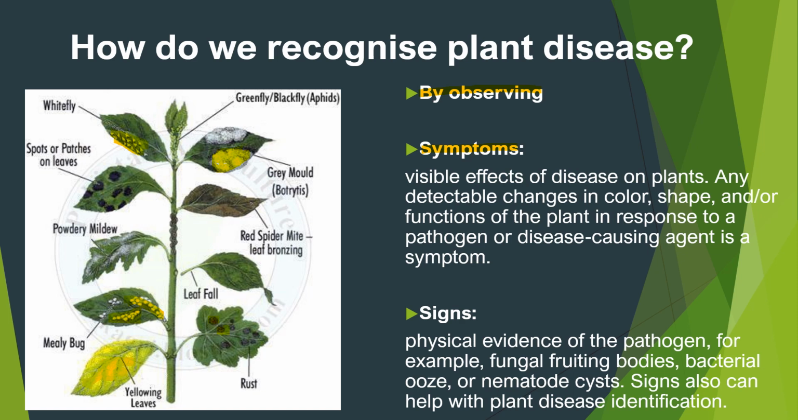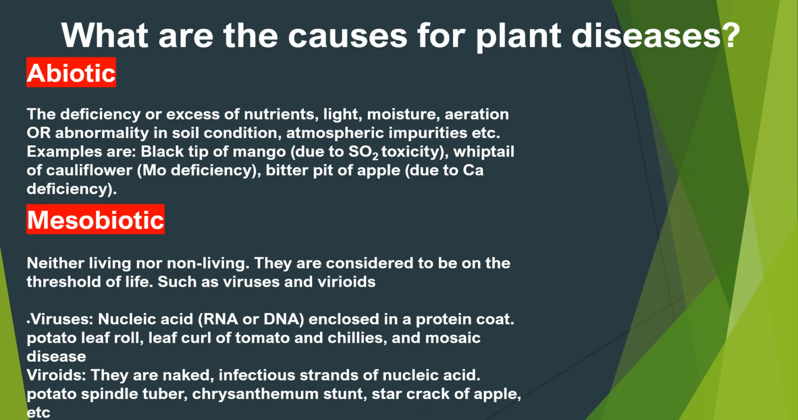So what is the difference between sign and symptom? The symptom is a visual observation that tells us any abnormal change in the physical appearance of a plant, while signs are the presence or the evidence of the pathogen on a plant. So these signs, as we just saw from the photographs, such as fungal fruiting bodies, bacterial ooze, and nematode cysts, are all signs. Now let us see what are the causes of plant diseases.